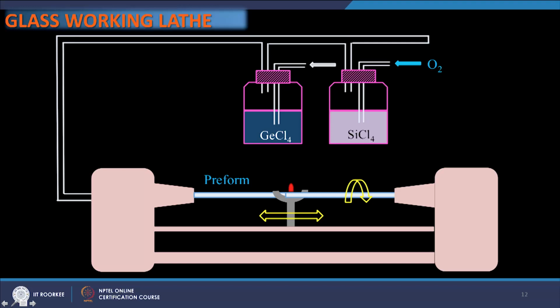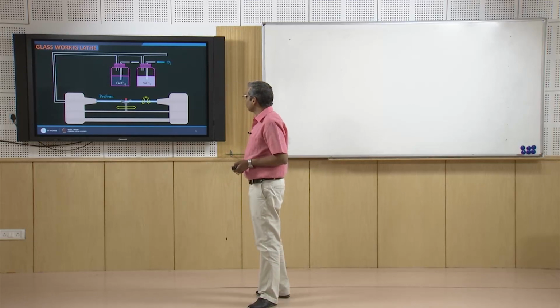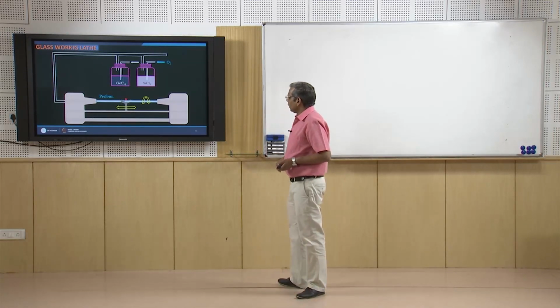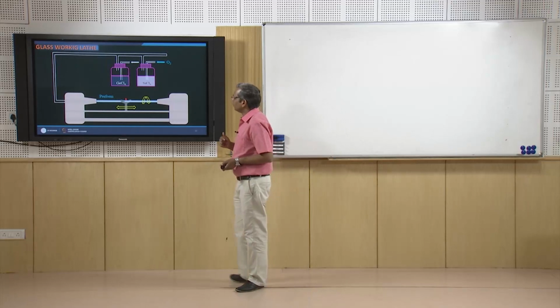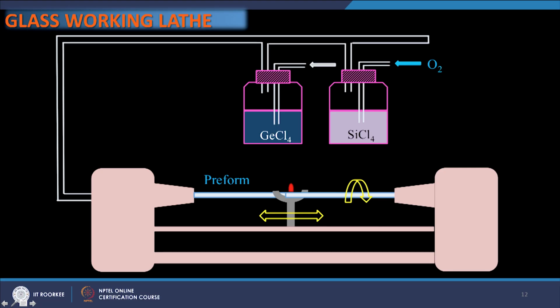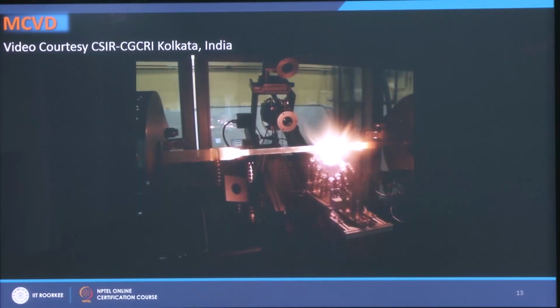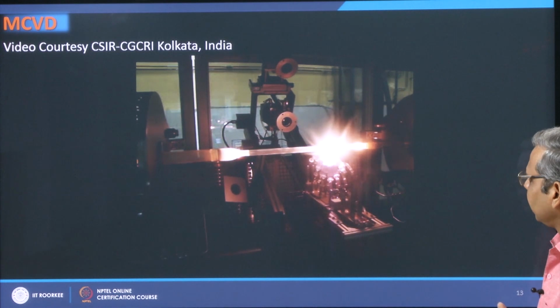This is the burner which translates, and this tube rotates. In this way you can make a preform on this glass working lathe. I have a small video of making this glass preform using the CVD technique, which is routinely done at the Central Glass and Ceramic Research Institute, a CSIR lab in Kolkata. So I have a video from there which shows a glass working lathe.